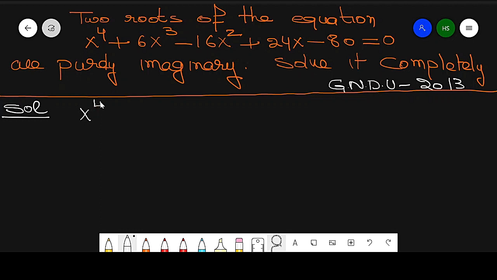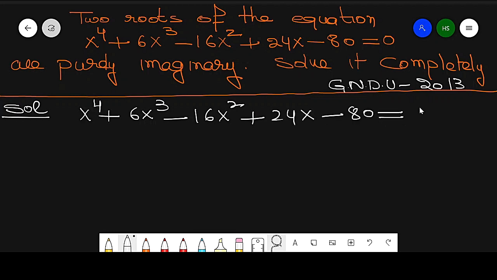x^4 + 6x^3 - 16x^2 + 24x - 80 = 0. So this is equation number 1.